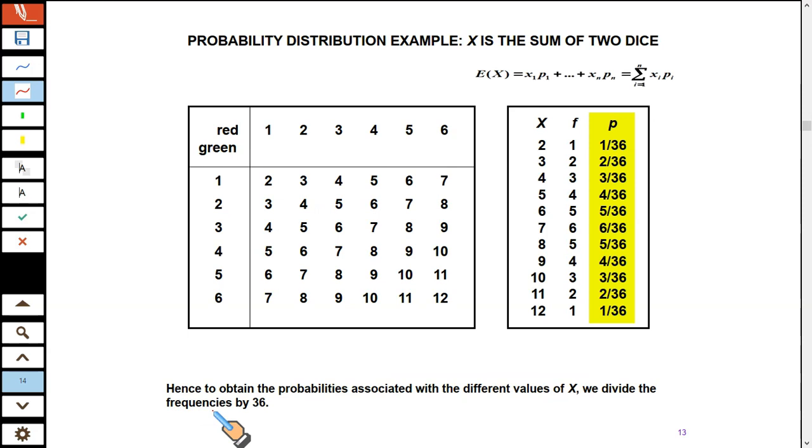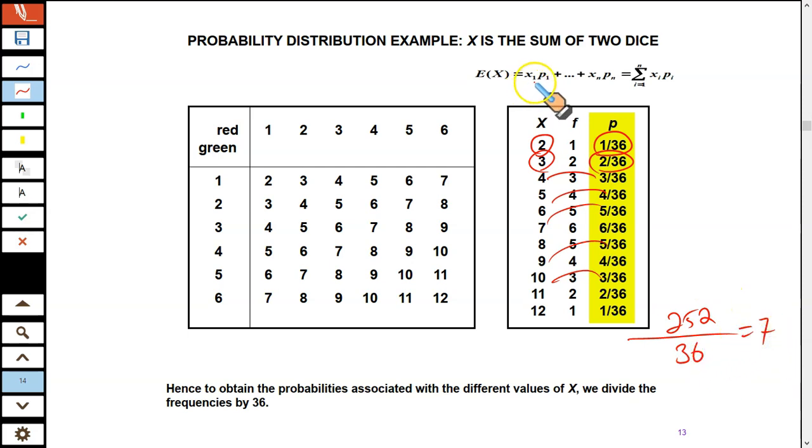So expected value, how is it calculated? Expected value is calculated by multiplying each possible outcome with its probability. 2 times 1 over 36 plus 3 times 2 by 36, 4 times 3 by 36, and we keep on doing it. And if we add all the results, it will give us 252 divided by 36, which is 7.